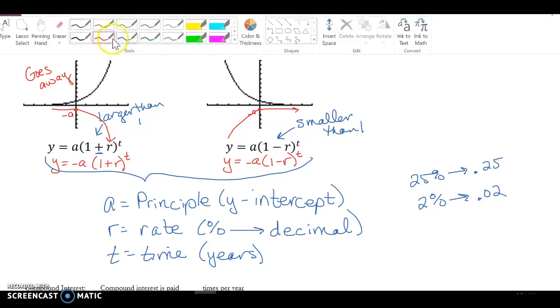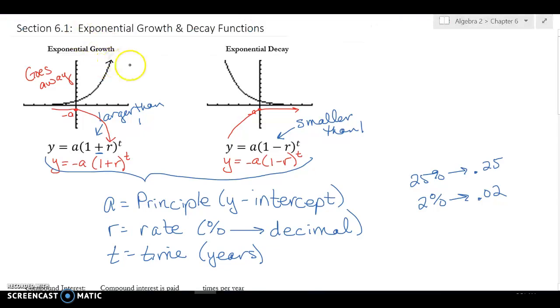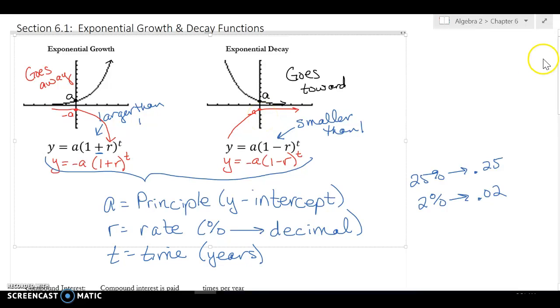I'm going to put arrows on this. People like to see the arrows on one side. It makes it make a little more sense for them. That's A. This one's A. And so decay goes towards. When I say goes towards, I mean you read it like a book, left to right. Both of them go towards the x-axis. All right, let's look at some actual problems that deal with this.